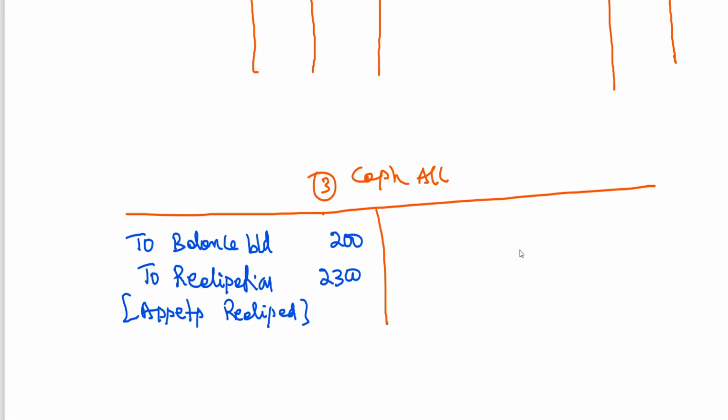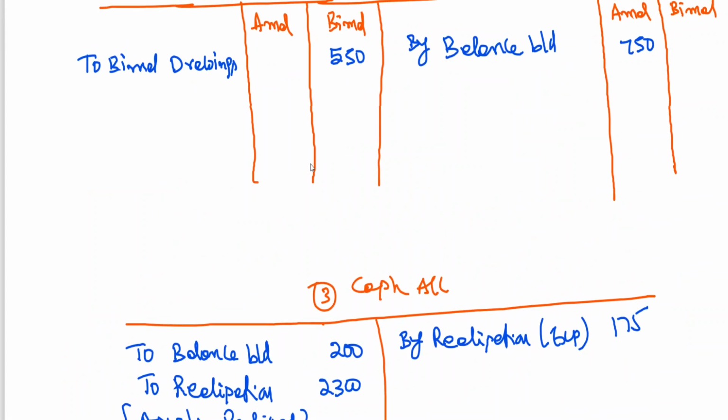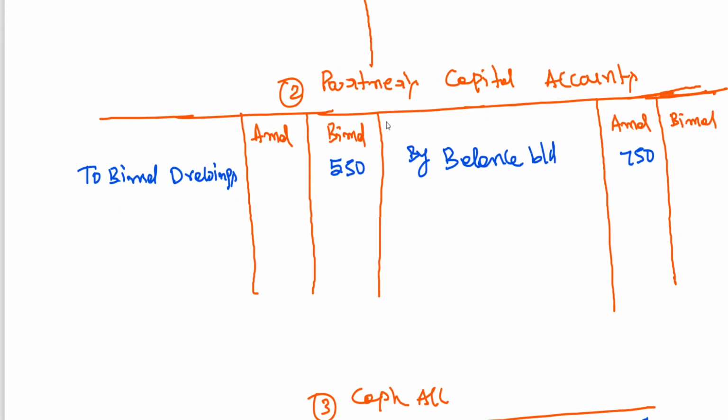So by realization expenses 175. Then Bimal private listed as surplus of 200. He brought 200 rupees. No, that also I'm writing. What is the entry for that, sir? Cash account debit to Bimal capital.